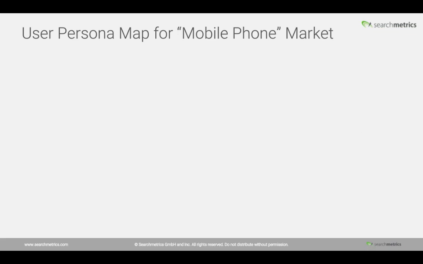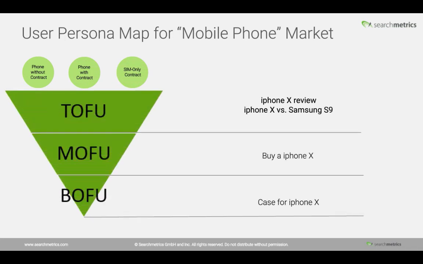So we take an example of a persona map for a mobile phone market in this case. There's three main categories basically in this market. So for people who are looking for a phone without a contract, of course, combination with phone with contract, and people who are also looking for SIM only, basically. So these are actually the markets or the demands. Exactly, that's like the most general demands in this industry.